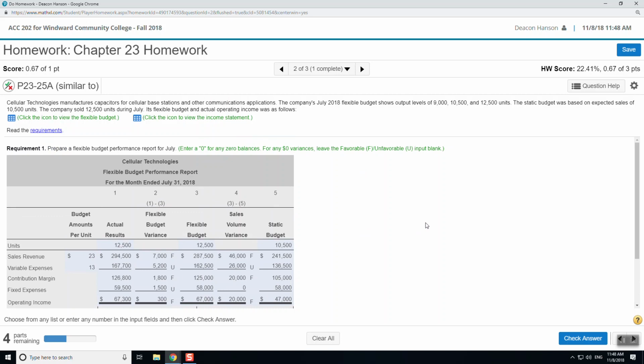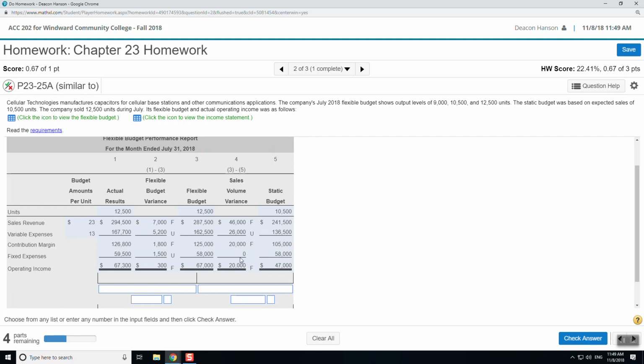I think the fact that you're labeling it favorable or unfavorable lets the user know that it's either positive or negative. Okay. So far, so good? So why do we do this? Well, look at the labels in the variance columns, especially column 4, sales volume variance. Supposedly this will isolate the piece of the overall variance, the difference between the actual and the static, that relates to the number of units that we sold. You see what I'm saying? So it isolates that.